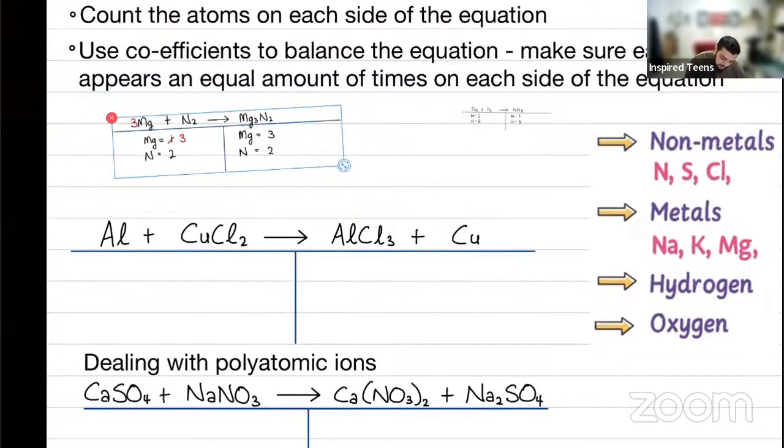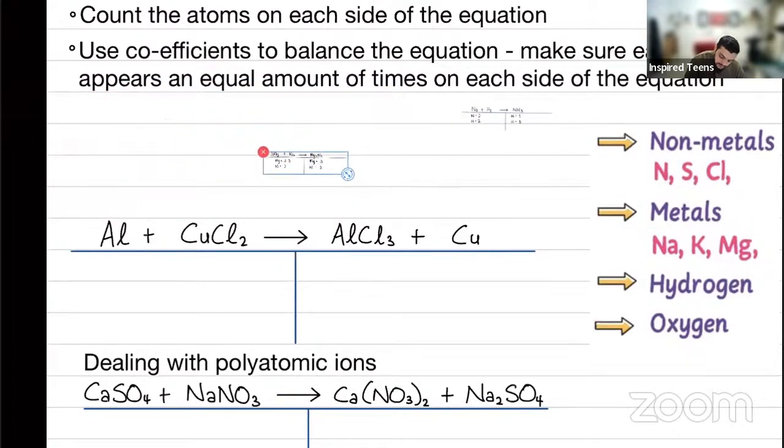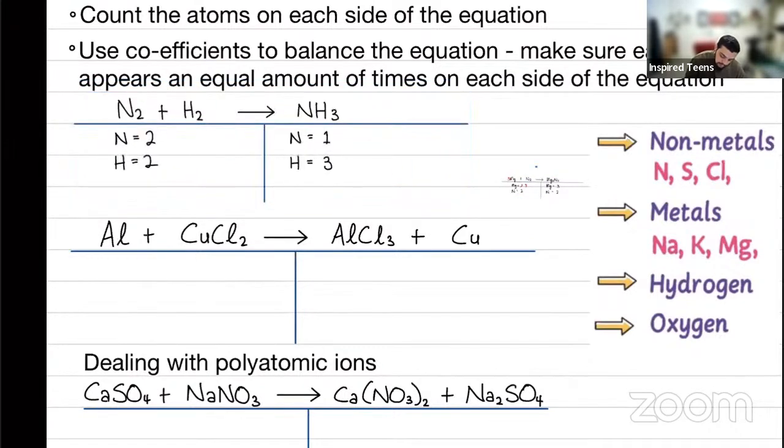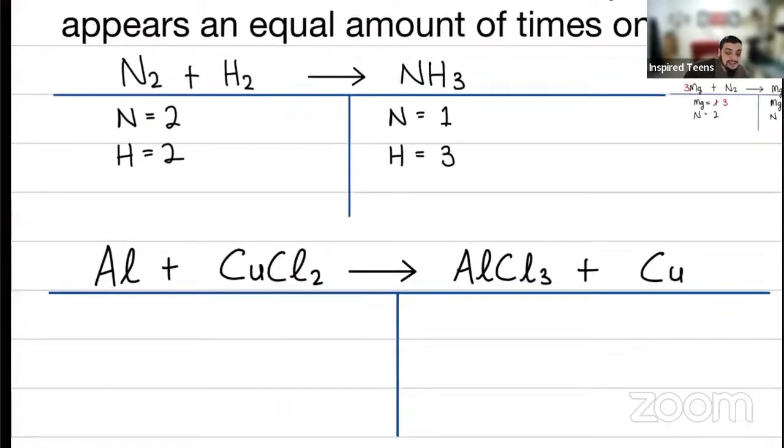Okay, so let's get back to our other example, which is slightly more complicated. Not too much more complicated, but slightly more. Okay, we have N2 plus H2 giving us NH3. So again, both are unbalanced in this case, the nitrogens and the hydrogens. So what we can do is work with the nitrogen first. On the left-hand side, we have 2 nitrogens, but on the right-hand side, we have 1 nitrogen.